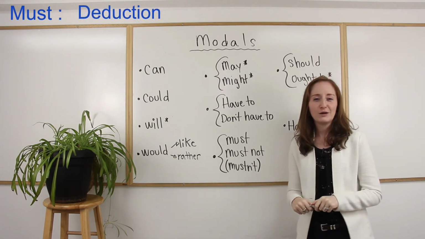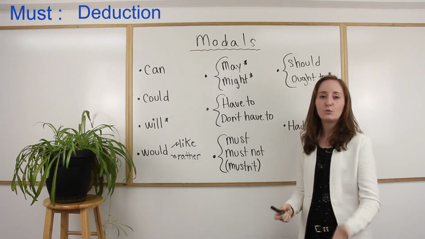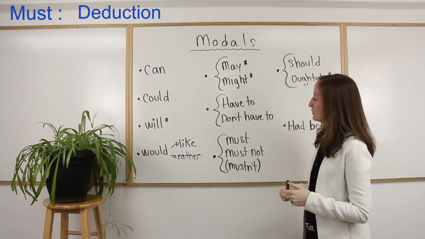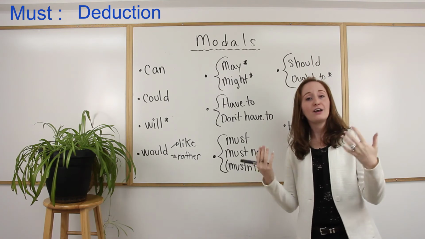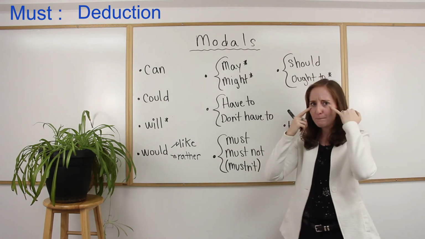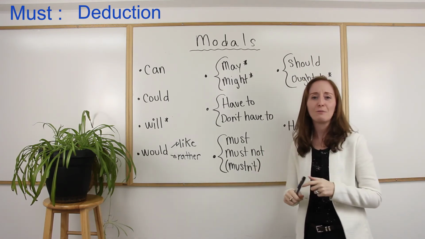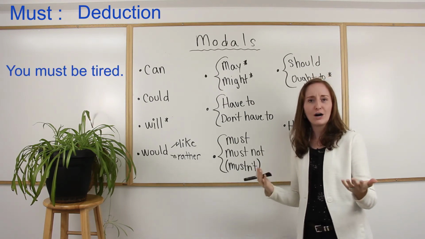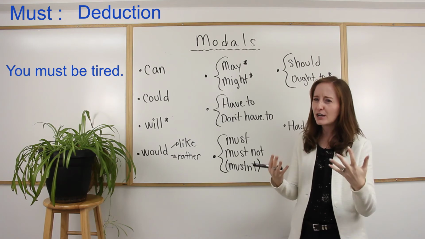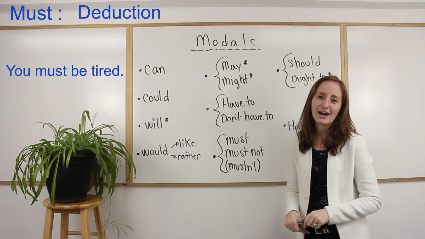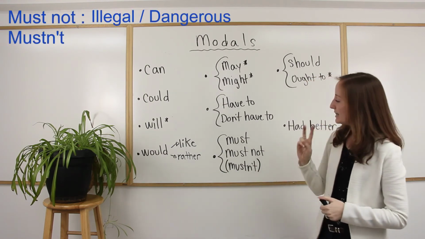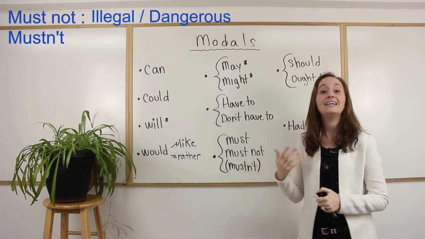Another way that we can use must is for deduction. So when you use your senses to deduce something, then you can use must. Example, if I arrive one day and I have big purple bags under my eyes and I look tired, then you can tell me, you must be tired, because you deduce that I am tired by the look on my face.